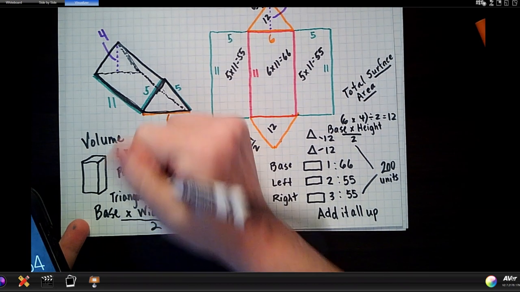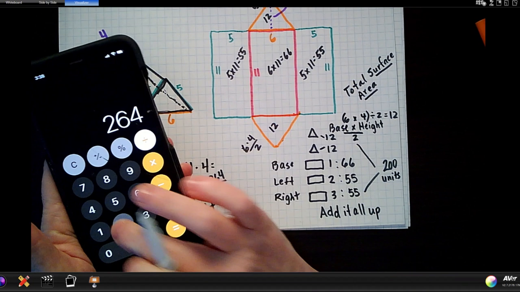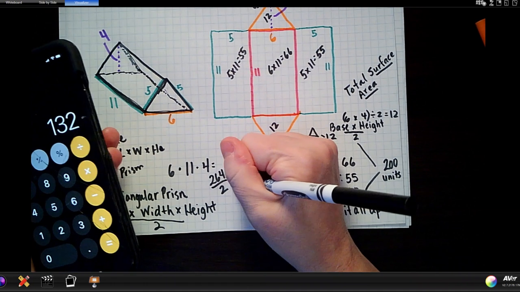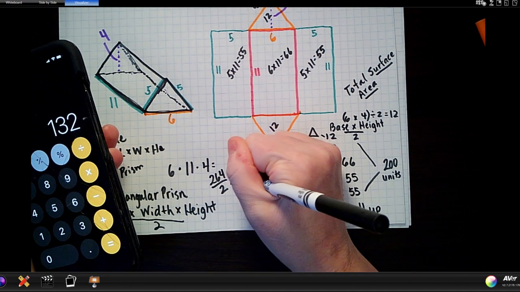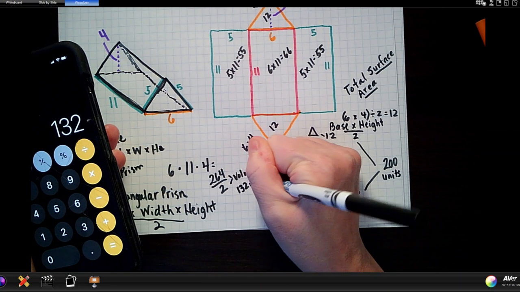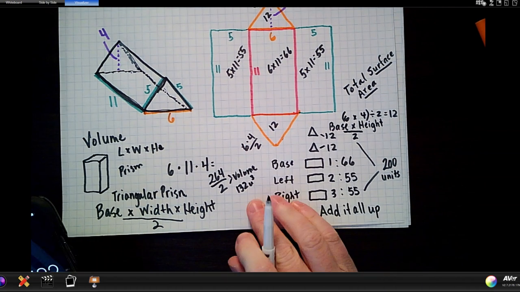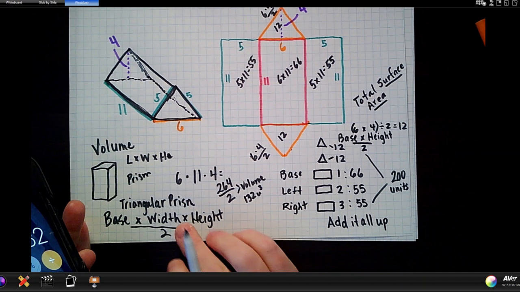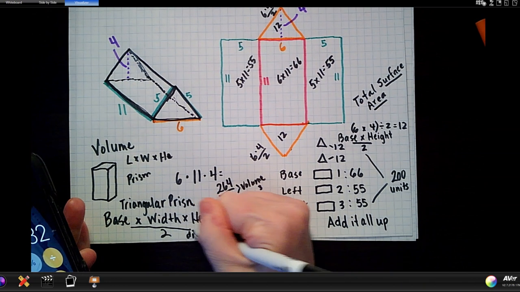because it's not a rectangular prism. It's a triangular prism. So I have to do that one extra step. And my total volume is 132 units cubed. Okay? 132 units cubed.